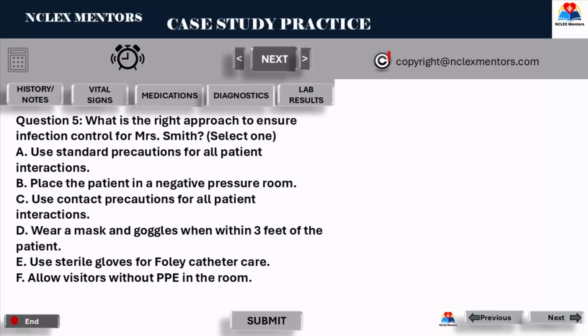The fifth option is use sterile gloves for Foley catheter care. The sixth option is allow visitors without PPE in the room. Think it through.